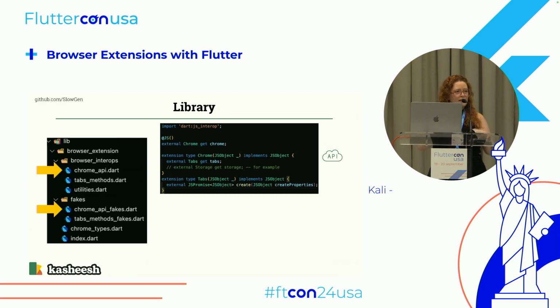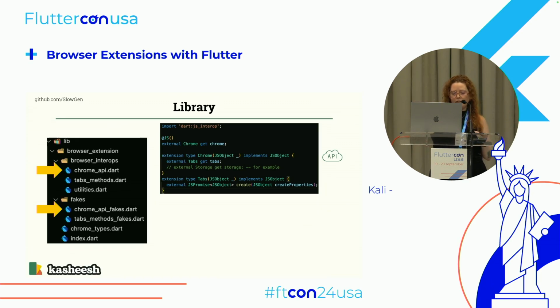Tabs is a sub API from the Chrome. Another example would be storage. If you wanted to use local storage to help with that, that would also live under here. So any of the sub API sections would go under Chrome. You want to build your library out identical to how it is in the Chrome documentation.